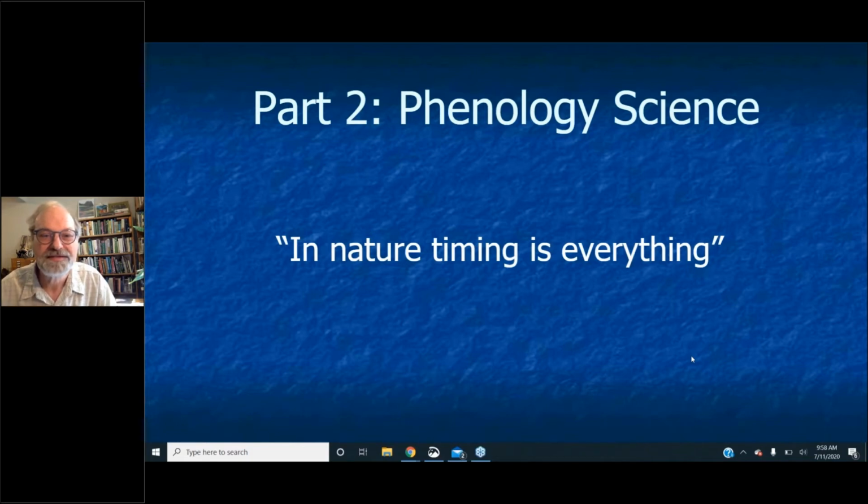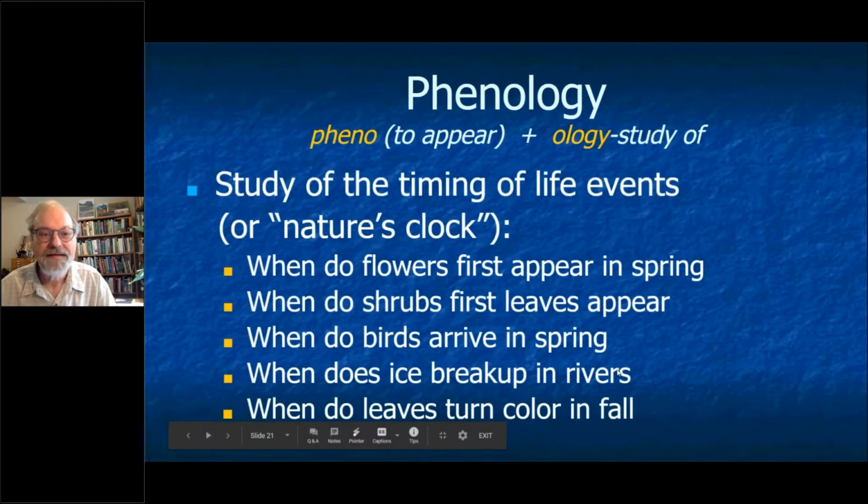Let's go to the next slide. Oh yeah. So this funny word, phenology, is the science of appearance. Basically you're looking at when things appear. And there's lots of things that fall in this category, things people have been noting since the very beginning of time.